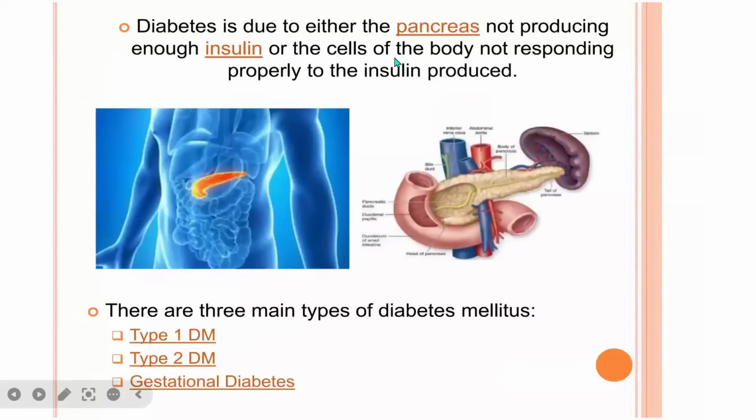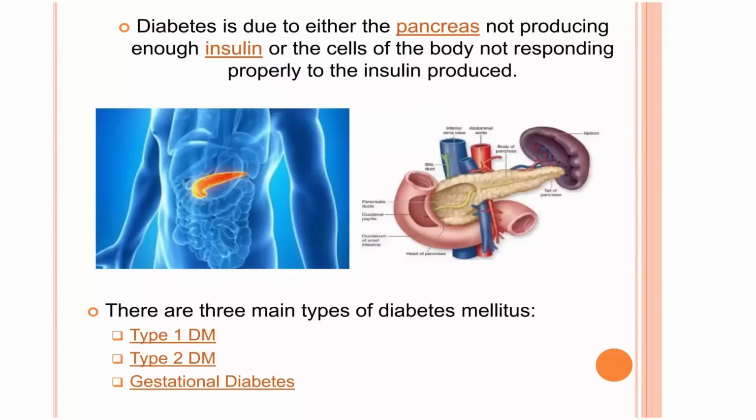And diabetes usually occurs due to either the pancreas not producing enough insulin, or the cells of the body not responding properly to the insulin produced. So you see, there are two conditions. The pancreas is the organ of the body where insulin is secreted. So diabetes can be due to either the pancreas not producing the insulin, or the cells of the body not responding properly to the insulin. It means that the insulin is there, but the cells of the body are not responding to it. So these are the two reasons why diabetes occurs in the body.